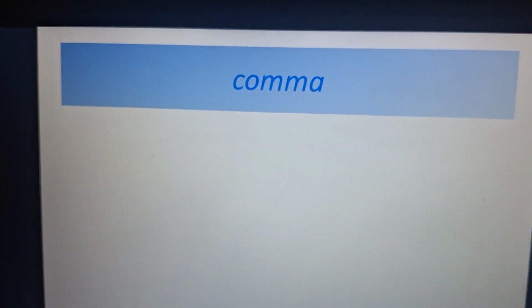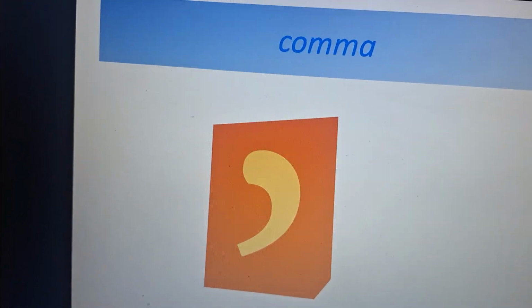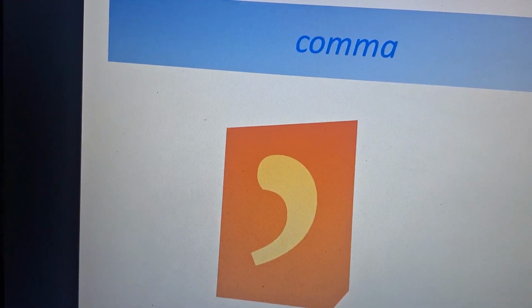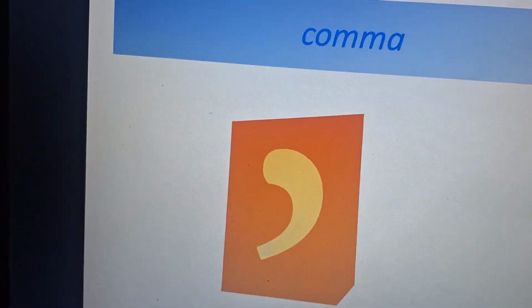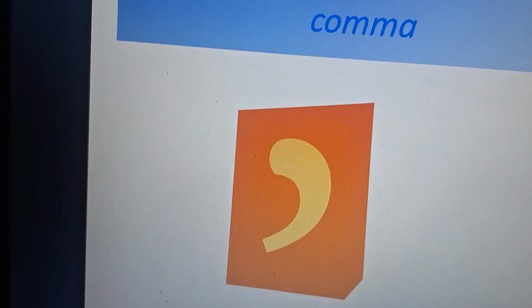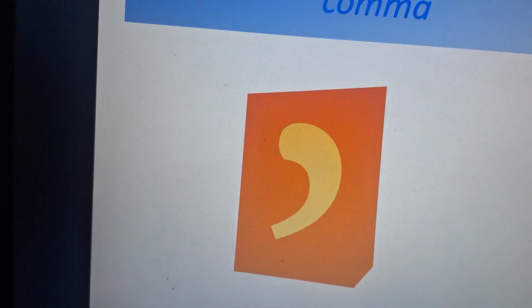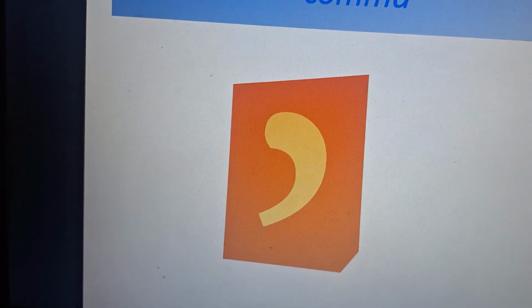Today we are going to learn about another punctuation mark that is called comma. About full stop we have already read. We use full stop at the end of a sentence. When the sentence is complete, at that time we put full stop or period.